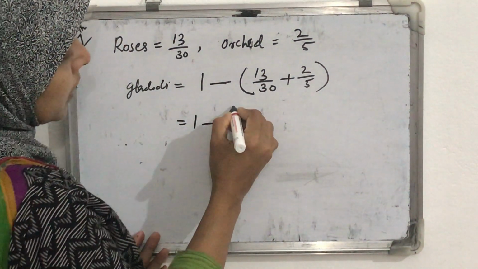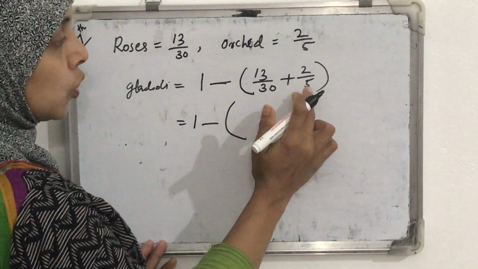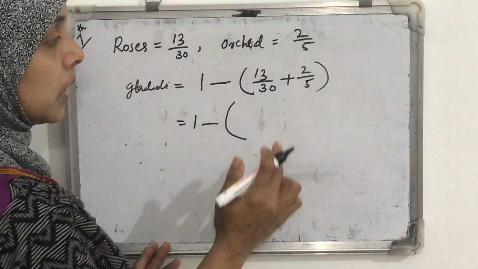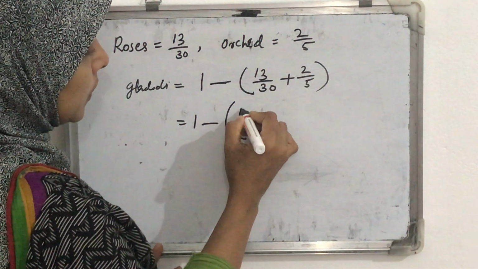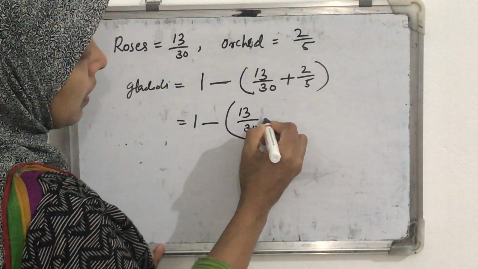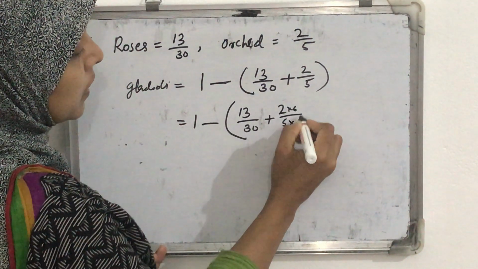Then how can we subtract this? From 1, subtract. Here 30 and 5 are the denominators, so we can make the denominator 30 by multiplying 5 by 6. So 13 by 30 plus 2 into 6 by 5 into 6.